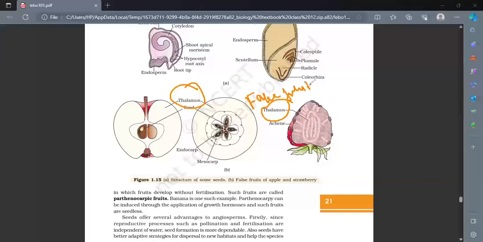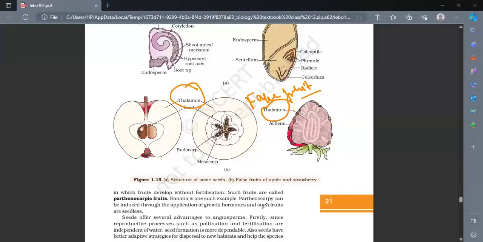So I think a question can come like that. They just give you the diagrams and ask you to label them, and to tell whether it's a true or a false fruit. So obviously, whenever you are labeling thalamus in a fruit, make sure that such types of fruits are not considered true fruits, but false fruits. Okay. Now, one more concept comes into the picture.